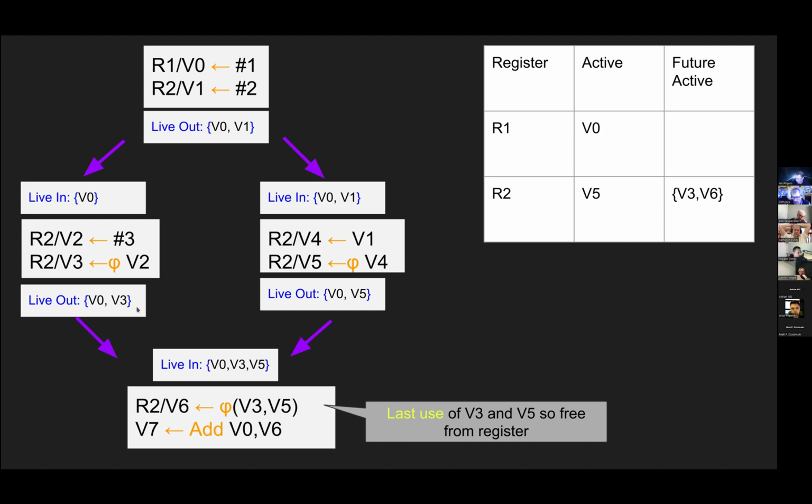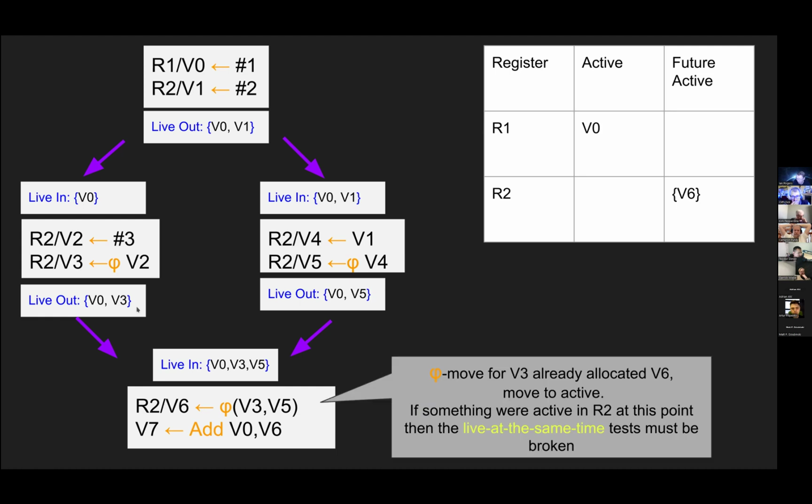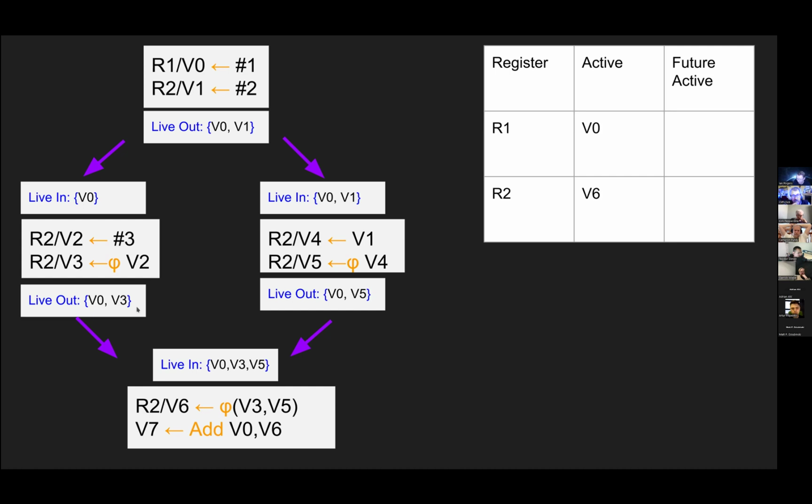So now we have the last use in the fee of v3 and v5, so we can get rid of those. And we need to allocate v6, but v6 was already allocated because we did it with all of the fee. So again, saying that if it was live at the same time, if there was already something in there, then we'd be broken. So we move v6 into the active.